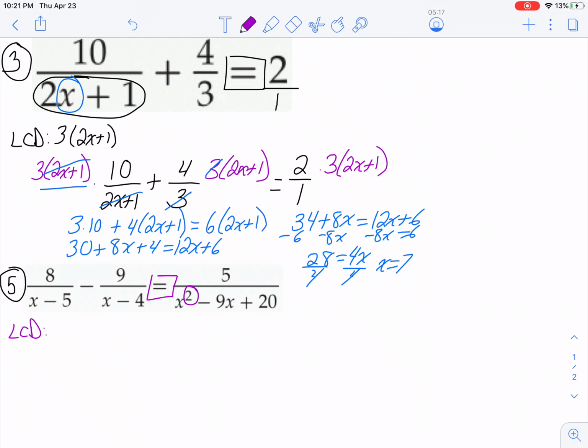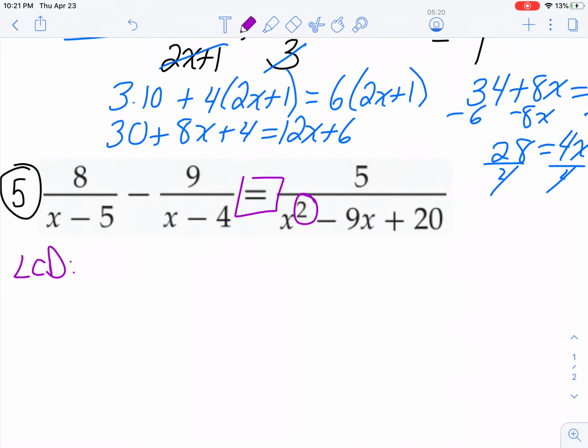So my LCD on number 5 is not x minus 5, x minus 4, x squared minus 9x plus 20. We need to factor this first. I can't pull anything out, so I draw my two parentheses. My first spot in each parentheses has to multiply to x squared, so that's got to be x and x. My back sign is a plus, so I look to the front and I have two of those, so I have a minus and a minus. And then my back two spots have to multiply to 20 and add to -9. Well, that would be 4 and 5.